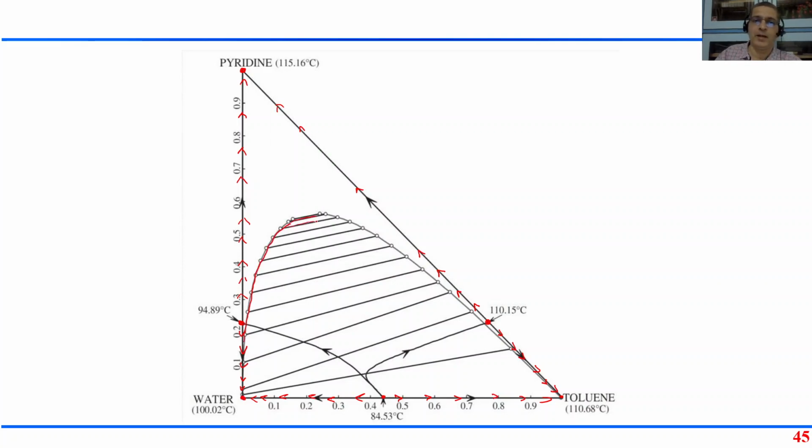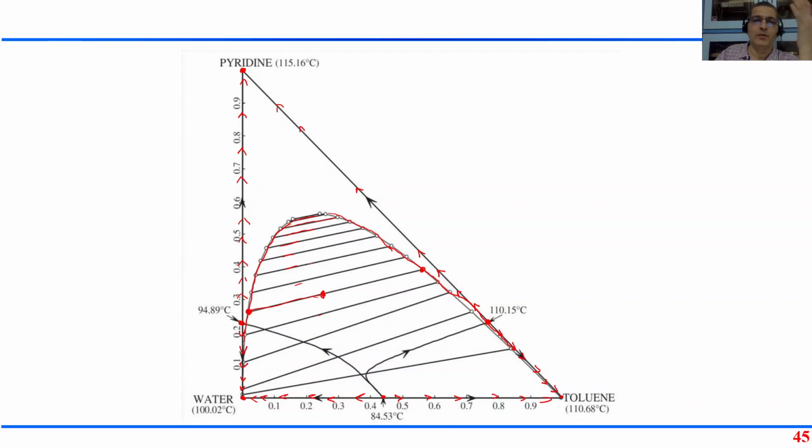And these are all the tie lines. One tie line, second tie line, third tie line, fourth, fifth, and so on. These are all the tie lines. Inside this we have two phases. Outside this we have a single phase. So if a mixture is anywhere here, let's say for example the mixture is here, it splits into two phases, one aqueous phase having this composition and an organic phase having this composition.